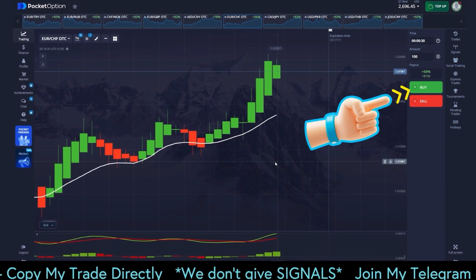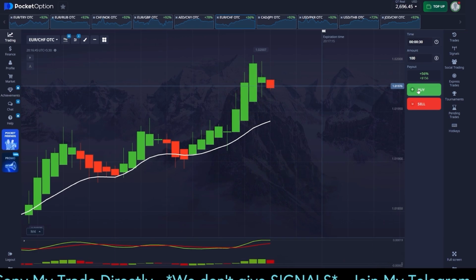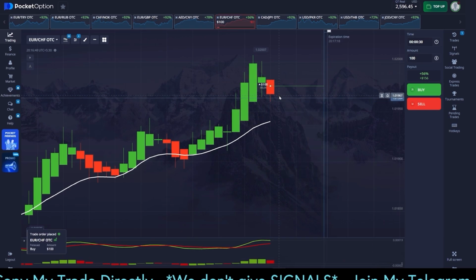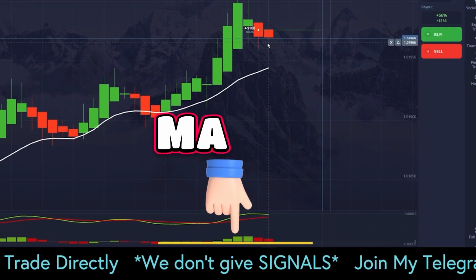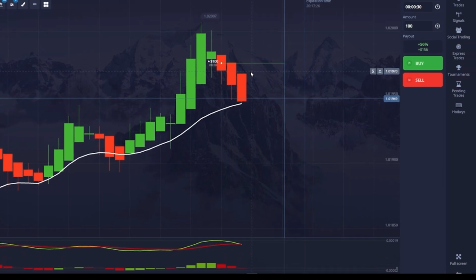Friends, here I have gone for up because you can see that the candles are forming above the line of the moving average, and there is an uptrend here. In plus, the bars that are being formed on the MACD are being formed upwards, and the green line is above the red line.